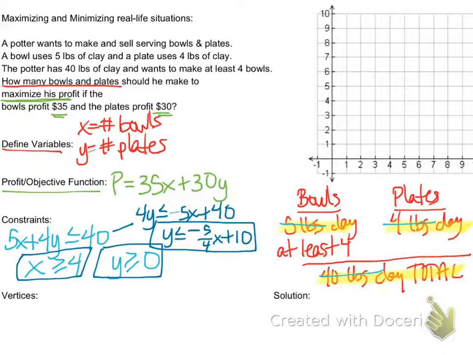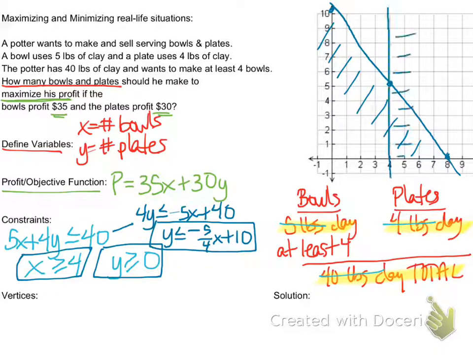Go ahead and pause the video and try to do that. So there's the line y is less than or equal to negative 5/4 x plus 10. And now we need to graph x is greater than or equal to 4, so that's going to be a vertical line. And then y is greater than or equal to 0.